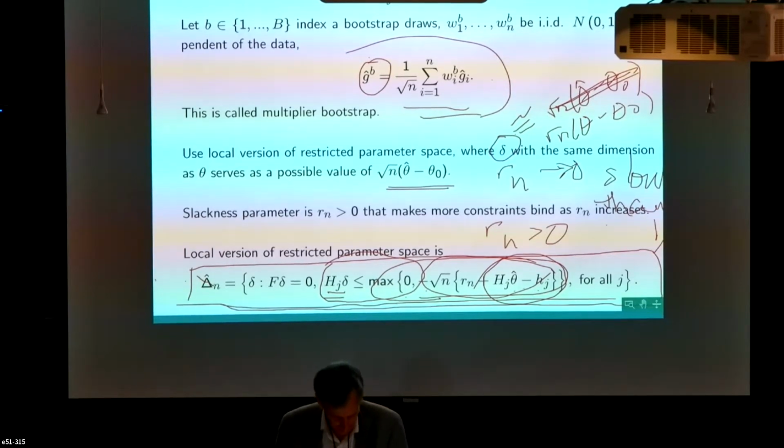Then we have introduced the slackness parameter, and that makes more constraints bind as it increases. So if you set it equal to infinity, it makes all of the constraints bind, right? Because that makes the second term minus infinity, so the maximum of 0 and minus infinity is 0. So then the constraints are here, and you have less than or equal to 0 for every single one of them. A critical thing is going to be, as Nikhil mentioned, how do you choose r_n? We'll get to that in just a second.